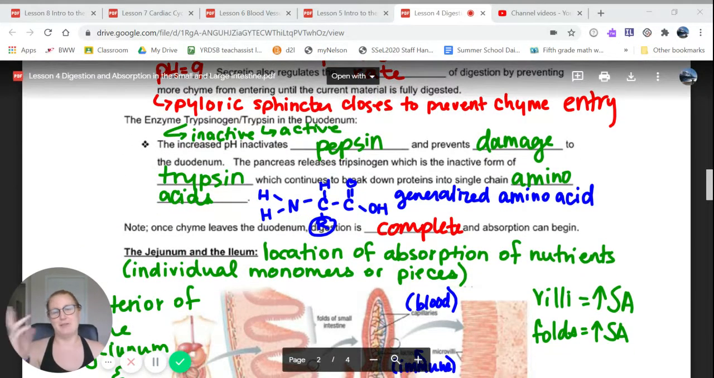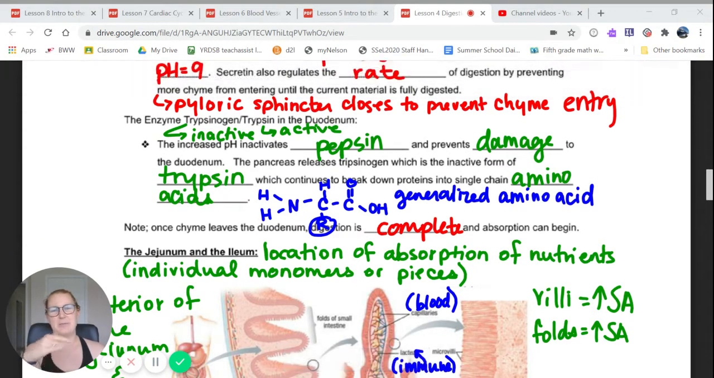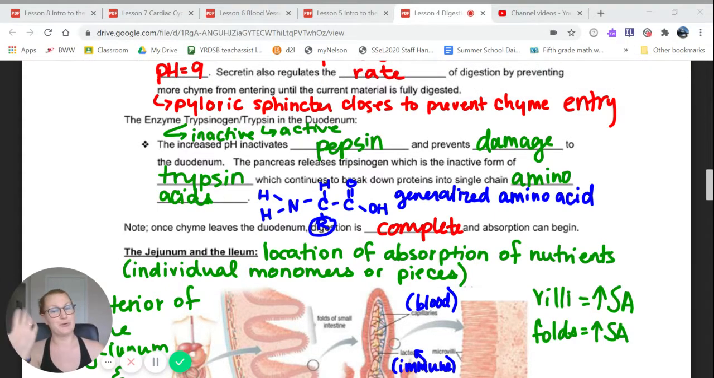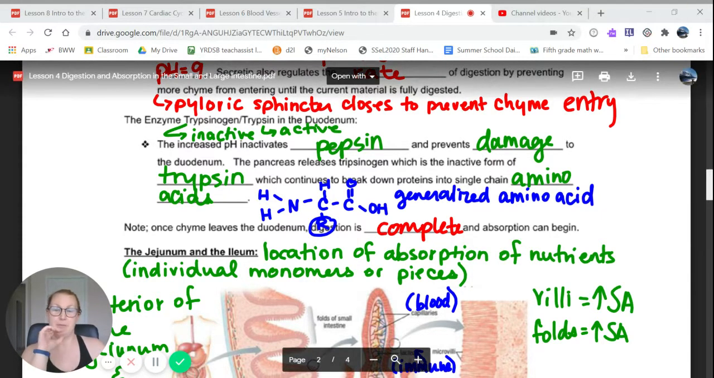And the last one I'll mention in this section is actually an enzyme. So we have trypsinogen, the inactive form, and trypsin, the active form. And as I said, the bicarbonate ions increase the pH, which then inactivates pepsin to prevent damage. While it's doing that, it's also activating the enzyme called trypsin. It's going to continue to work on and break up those proteins into single amino acids.